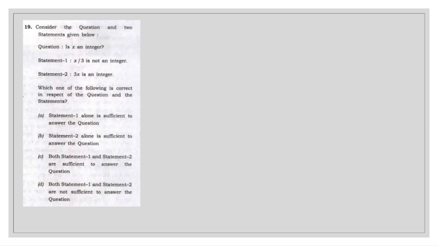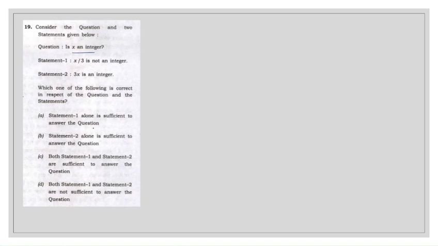Now the next question says, consider the question and 2 statements given below. The question says, is x an integer? And then we have 2 statements. Statement 1 says that x divided by 3 is not an integer. And statement 2 says 3x is an integer. Which one of the following is correct in respect of the question and the statements?